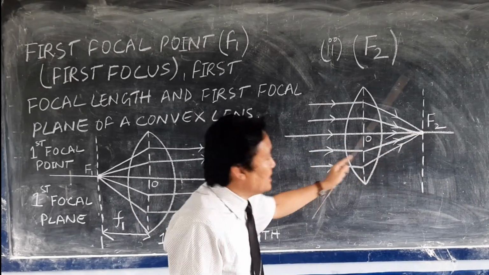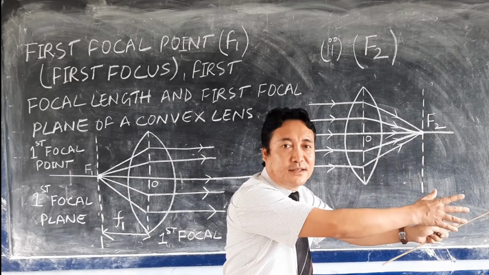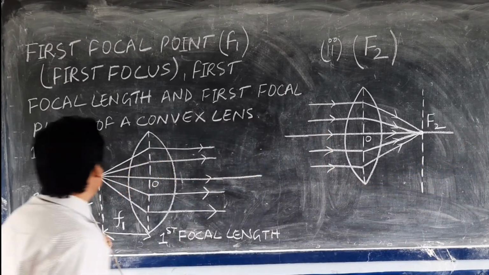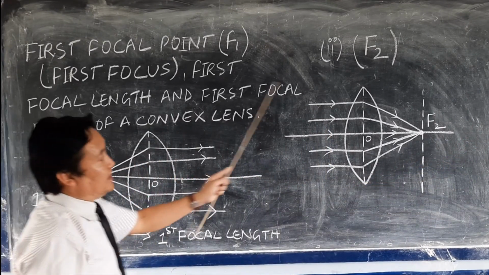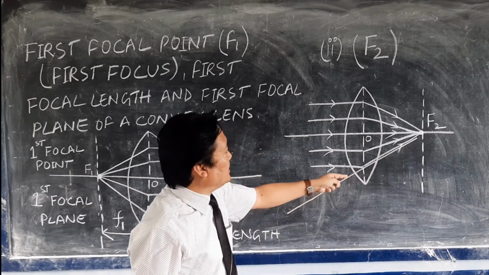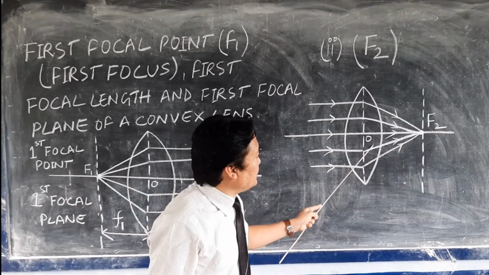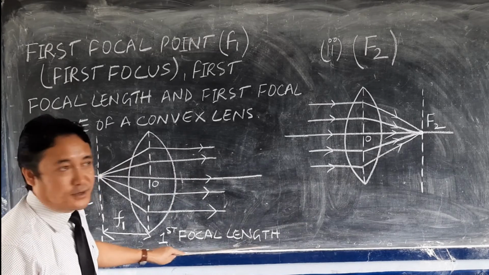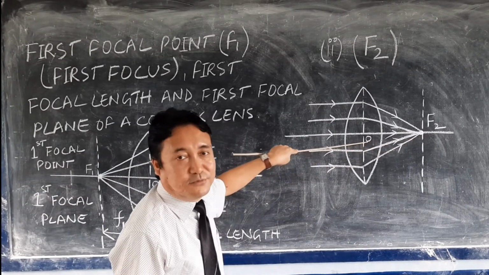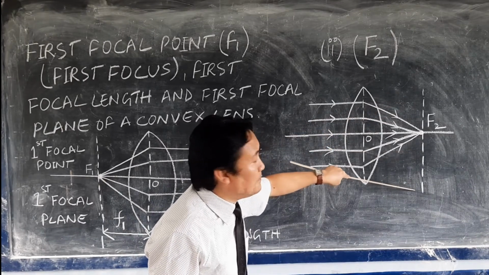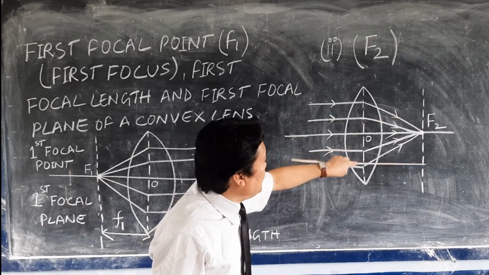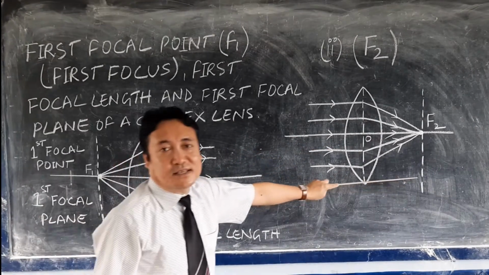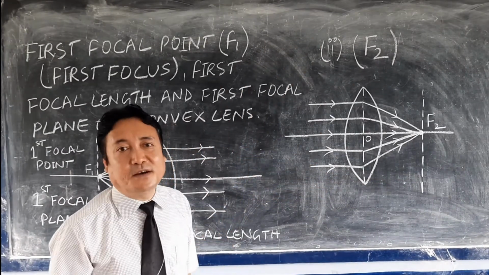The second focus is formed on the right hand side, whereas the first focal point is on the left hand side and the second focal point on the right hand side. The distance between the optical center and the second focal point is known as the second focal length. The plane passing through the second focal point perpendicular to the principal axis is known as the second focal plane. This is only in the case of a convex lens.